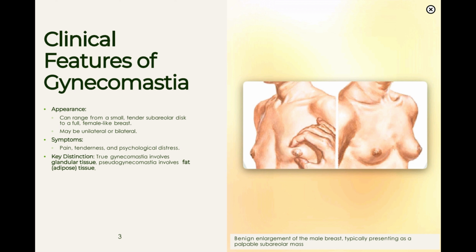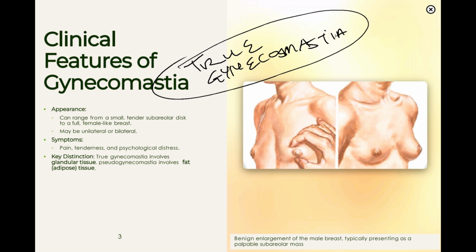So what are the clinical features? Well, I used the term true gynecomastia, and this is important because oftentimes patients are referred to the clinic for presumed gynecomastia and are found to have pseudo-gynecomastia. So what is the clinical feature of true gynecomastia? It can range from a small, tender subareolar disc, or it can go all the way to a full female breast, as you might find here in a man. And it can be either unilateral or bilateral.